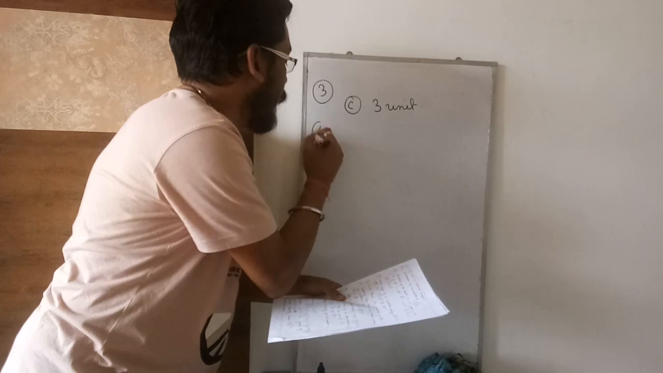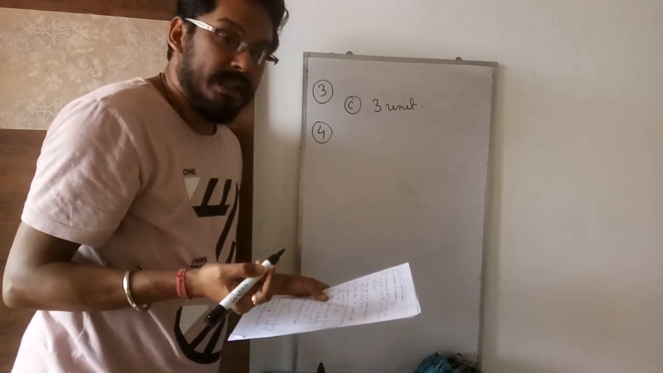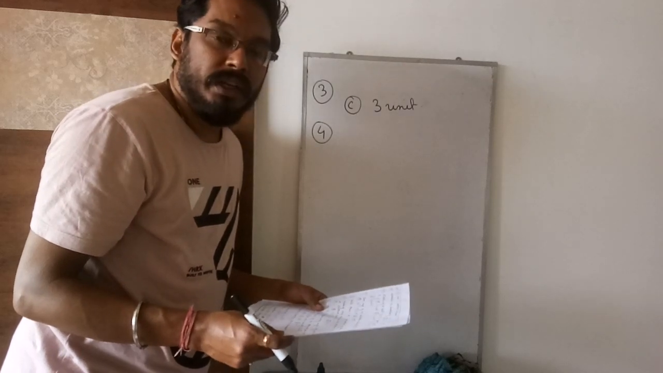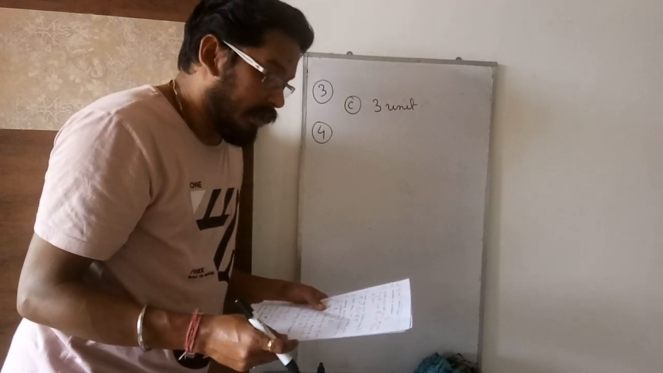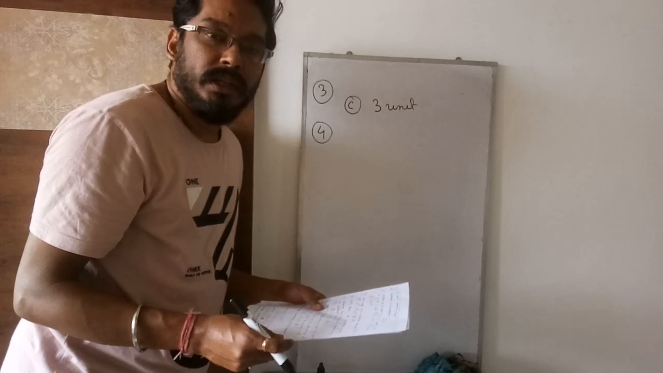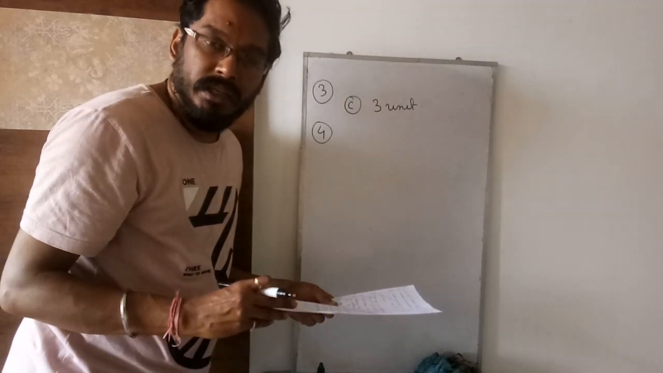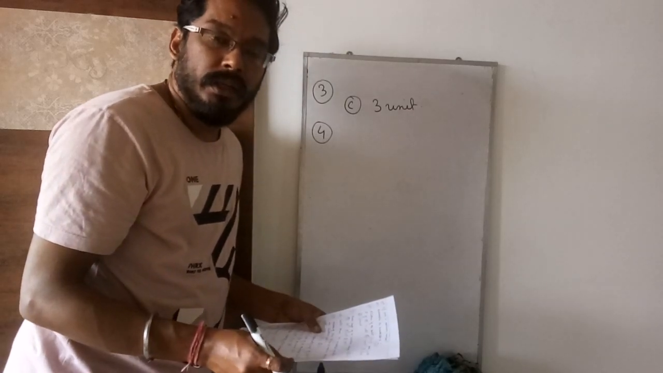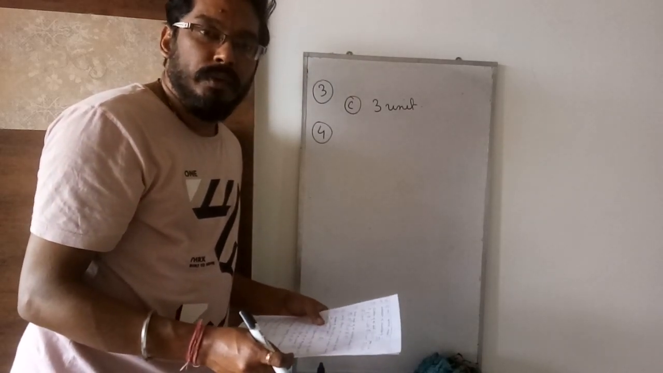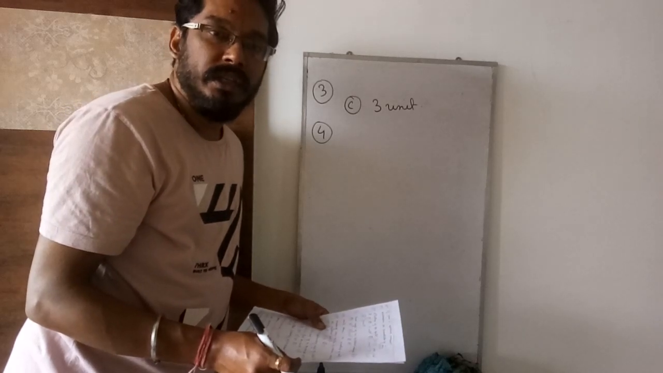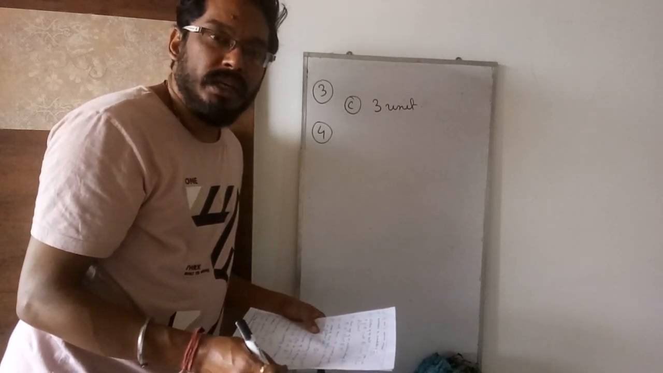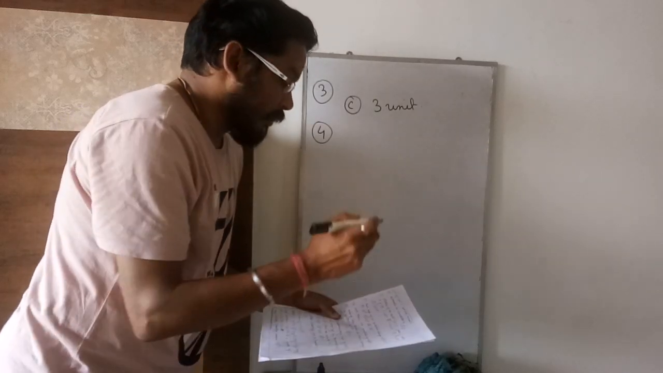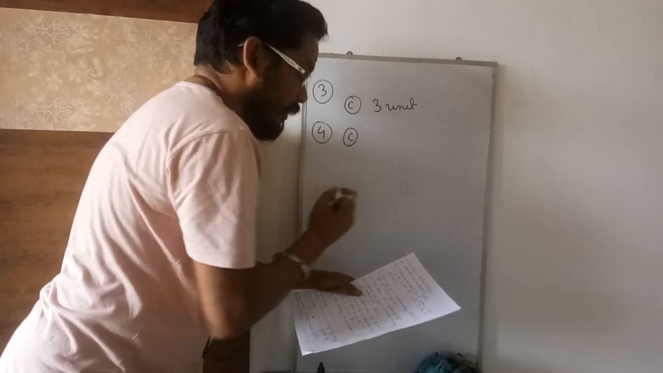Next, question number 4. This question's answer you know from class 3-4 only. Each angle of an equilateral triangle is 60 degrees. Your answer will be 60, because in an equilateral triangle all the angles are equal, and if all angles are equal, each angle will measure 60 degrees, because the sum of the 3 angles of a triangle is equal to 180 degrees. So your answer will be 4C, it is 60 degrees.